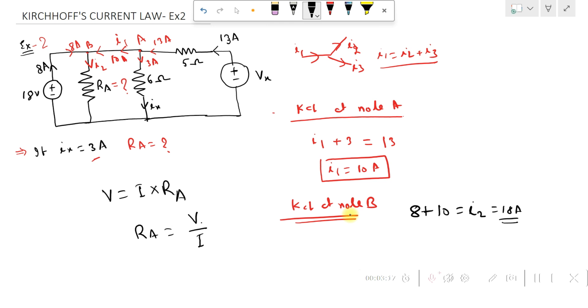Why? Because let's say the voltage is 0 volt here, so the 18 volt will appear here as well at node B. So the voltage at node B, and let's say this is node C, is the voltage at node B minus the voltage at node C divided by the current, which is 18 volt, because this voltage of 18 volts appears across Ra. So 18 divided by 18 is nothing but 1 ohm. So the value of the resistance Ra is 1 ohm.